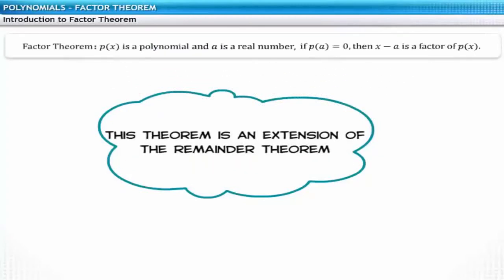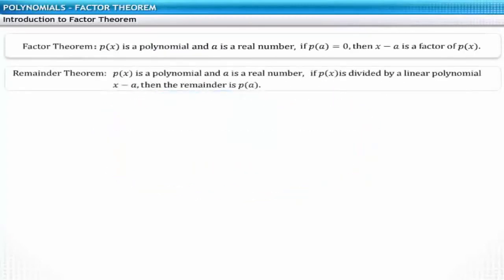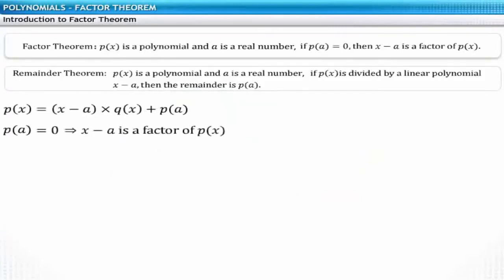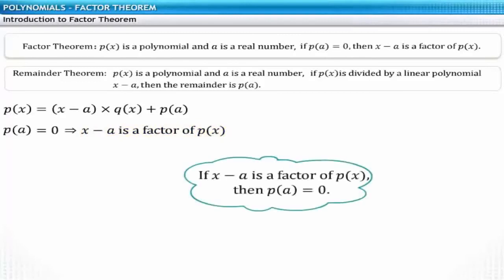This theorem is an extension of the remainder theorem. If the remainder becomes 0, then you can say that x minus a is a factor of p of x. Conversely, if x minus a is a factor of p of x, then p of a is equal to 0.